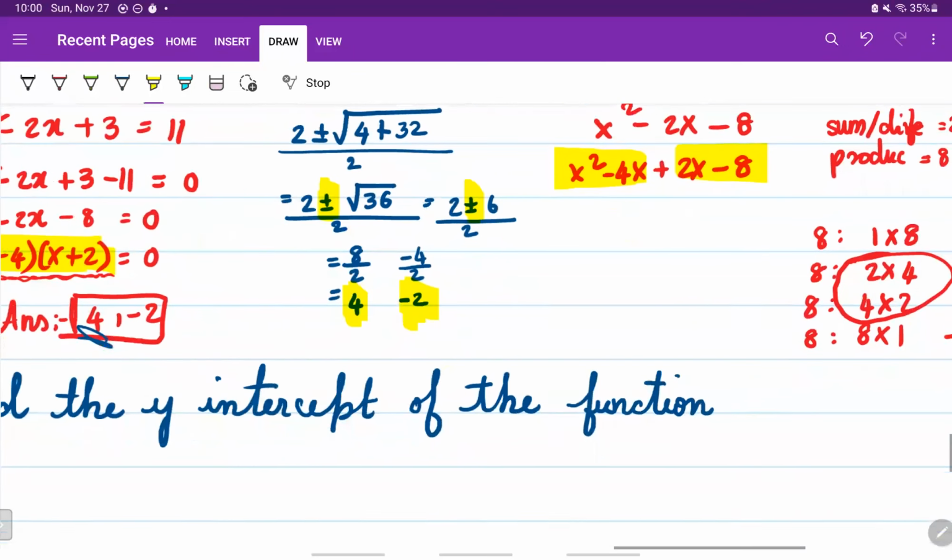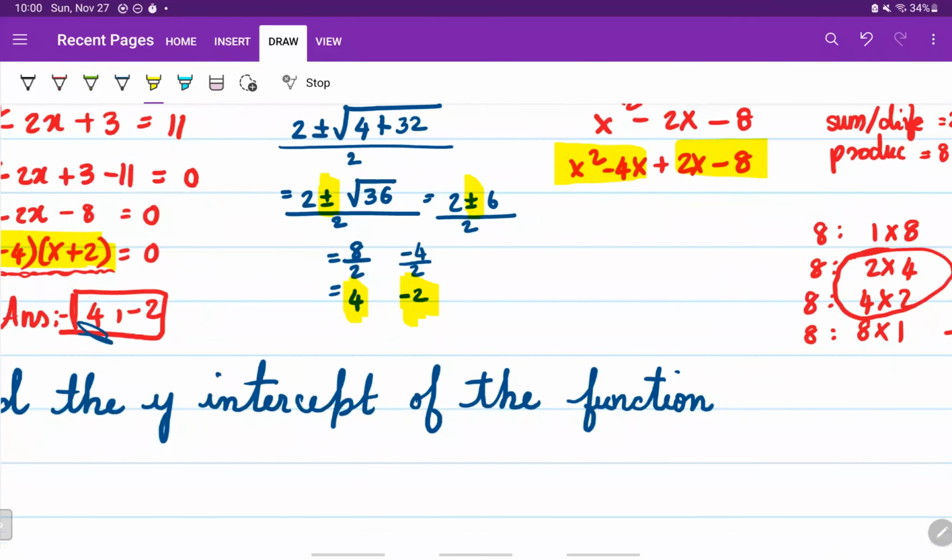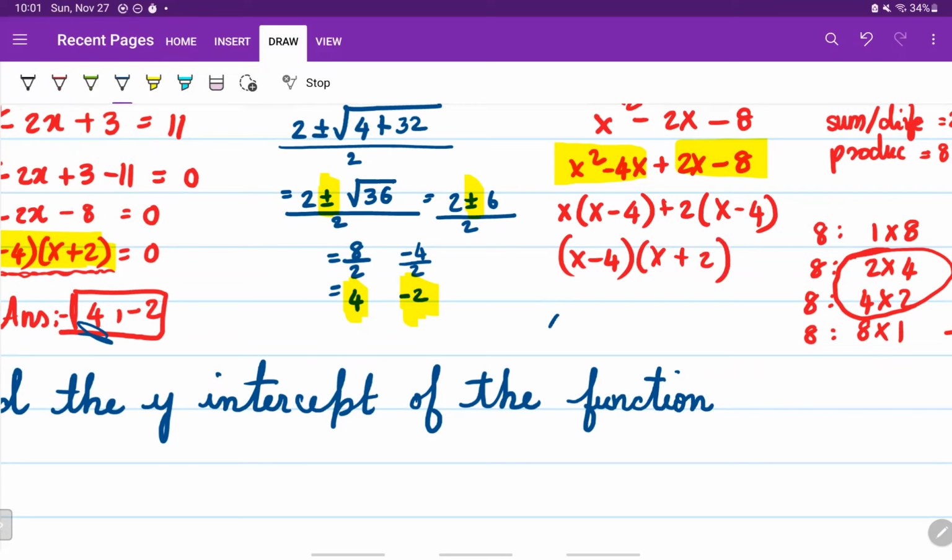From the first clump here, we see that we can take x common. So we have x times x minus 4, right? And then from the second term here, we can take a 2 common, which is 2 times x minus 4. Now, we can take x minus 4 common, which will make it x minus 4 times x plus 2. And then we get the same answers where the x value is either 4 or negative 2.